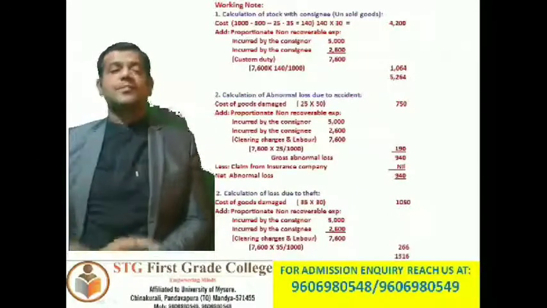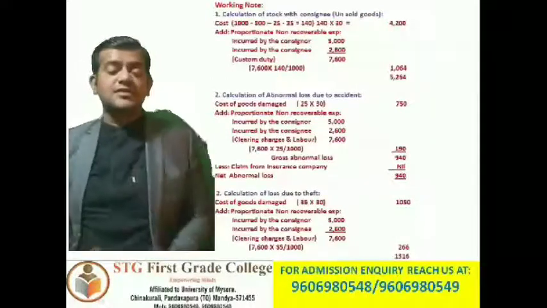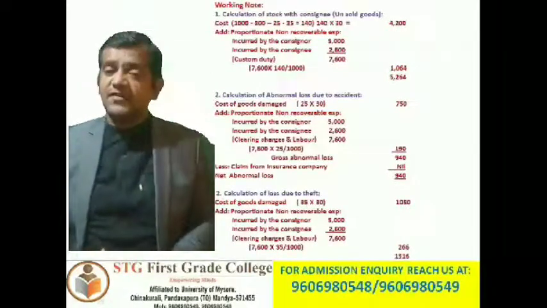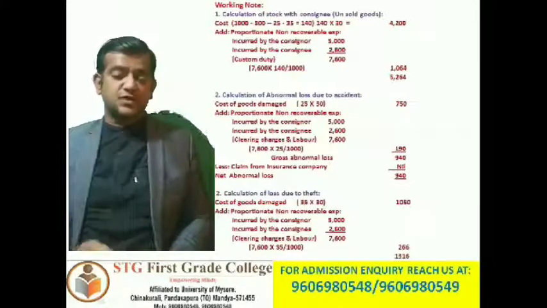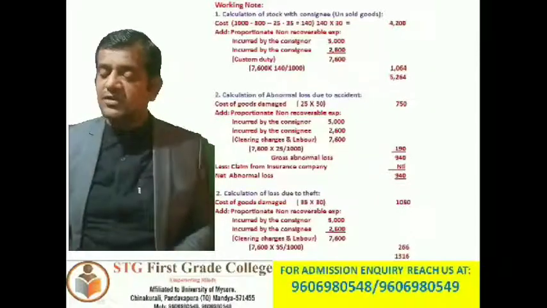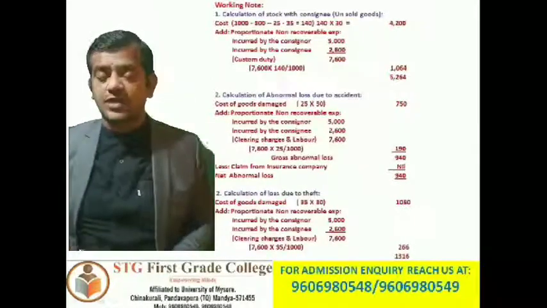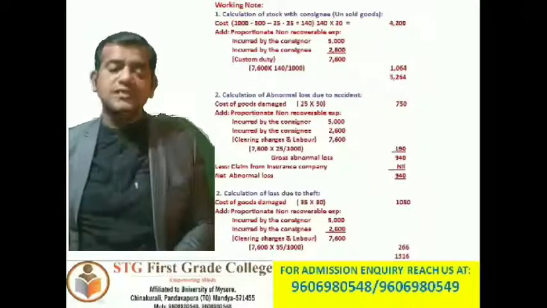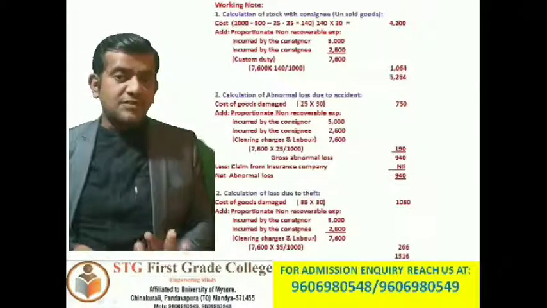Then add proportionate non-recoverable expenditure, that comes to 7,600 only. So 7,600 divided by how many goods were stolen, how many tins of oil have been stolen? 35 tins. 35 divided by 1,000 tins, the tins for which actual expenditure is incurred. So 7,600 into 35 divided by 1,000, that comes to 266 rupees. So now add it, 1,050 plus 266. So the loss due to theft is 1,316. Clear?